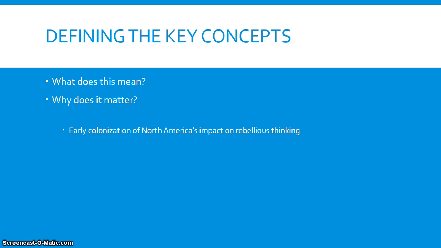So, why does this matter, and how does this influence rebellious thinking in the new colonies? Well, the British really took a different approach to colonizing America as compared with some of their counterparts at the time, like the French and the Spanish. And some of the ways in which they structured relations with the colonists from the very outset influenced how the colonists felt they were being treated.